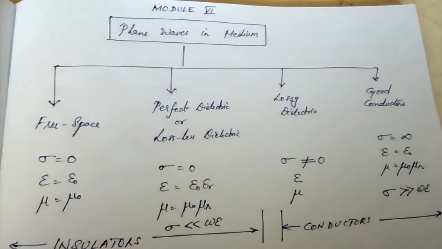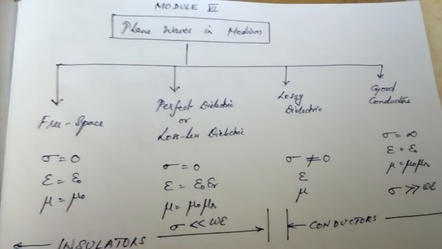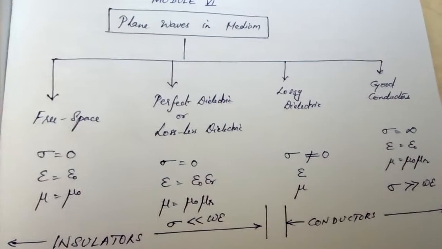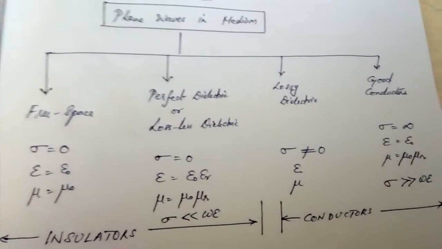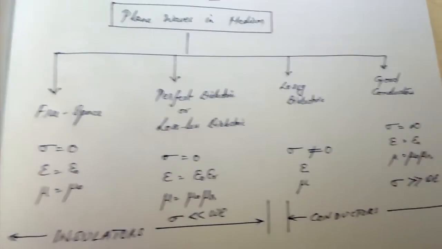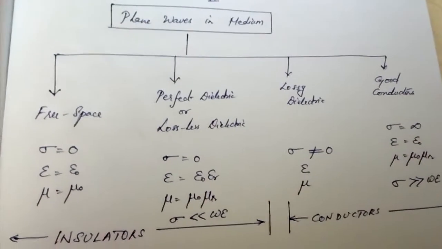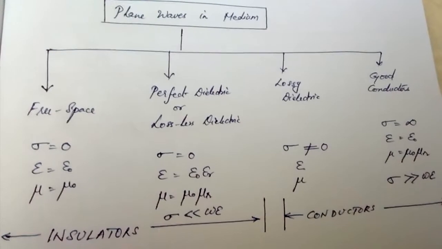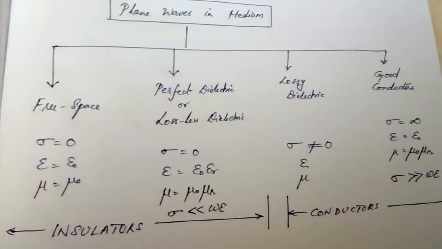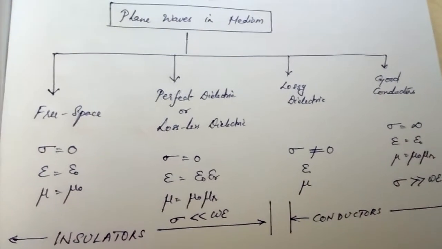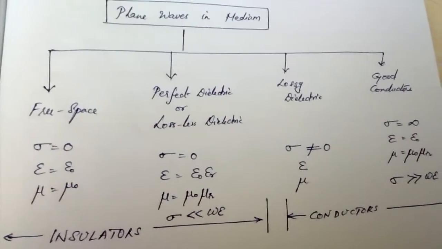We are moving to module 6, plane waves in medium. We know that conductors have conductivity equal to infinity, and dielectric means they are like insulators. There are different types of dielectrics, namely lossy dielectric, lossless dielectric, and even free space is a dielectric. So the classification of plane waves in medium is into 4.